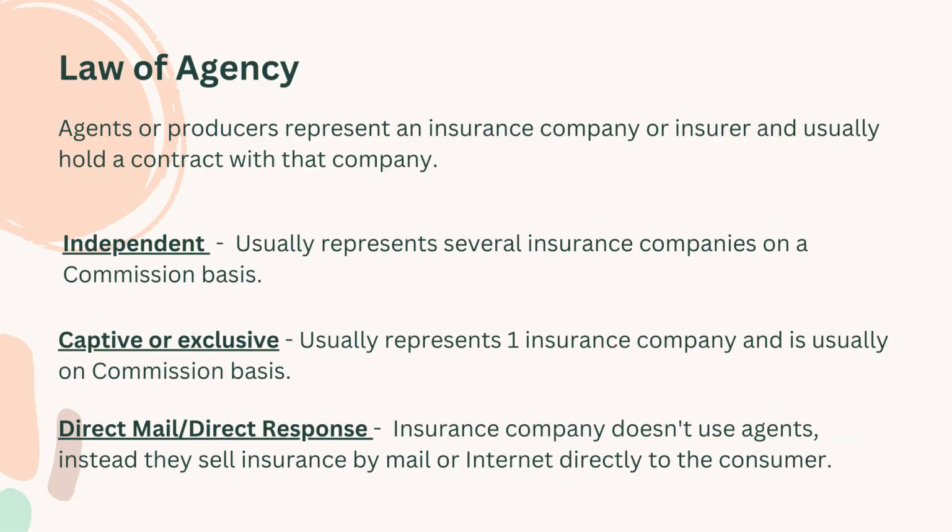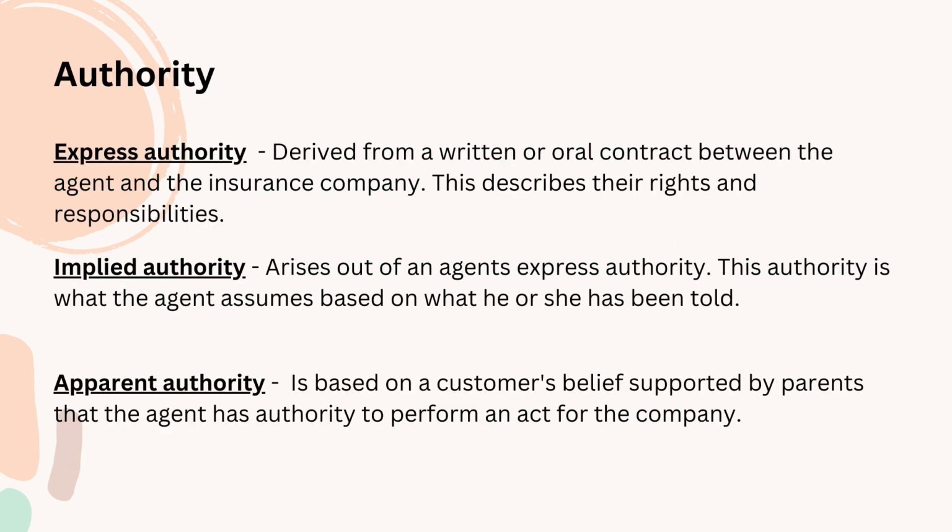Law of agency. Agents or producers represent an insurance company or insurer and usually hold a contract with that company. Independent usually represents several insurance companies on a commission basis. Captive or exclusive usually represents one insurance company and is usually on commission basis. Direct mail/direct response. Insurance company doesn't use agents. Instead, they sell insurance by mail or internet directly to the consumer.